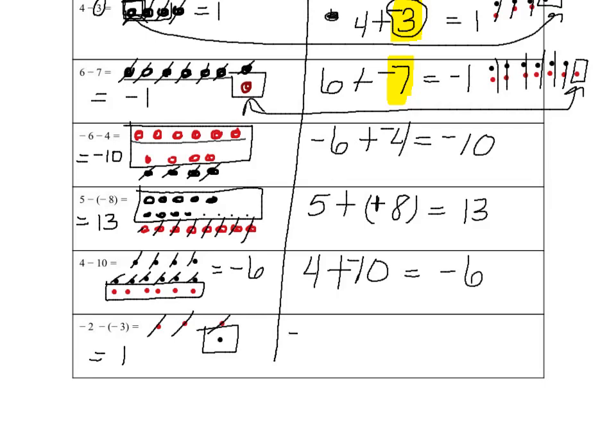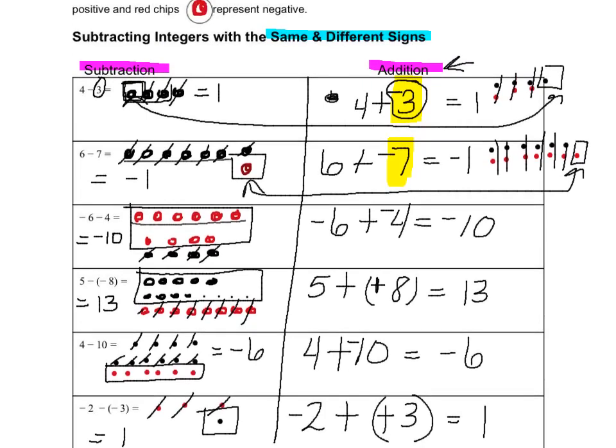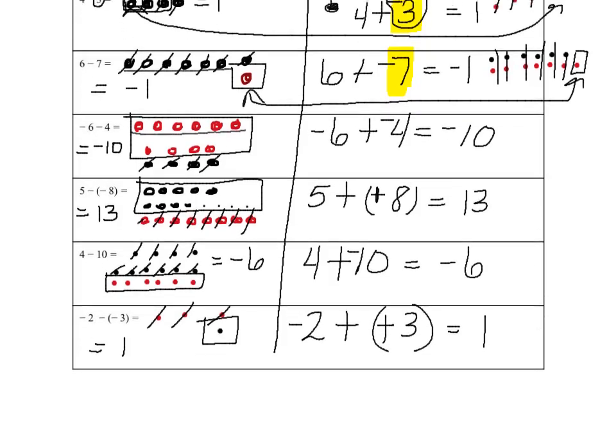All right, last one. -2 minus a -3. Subtraction goes to addition. The second number, the -3, goes to its opposite. It's currently negative, which means it has to go positive. A -2 plus 3 gives me 1. So any subtraction problem can be written as addition. That also means any addition problem can be changed to subtraction. So let's look now at your next page.